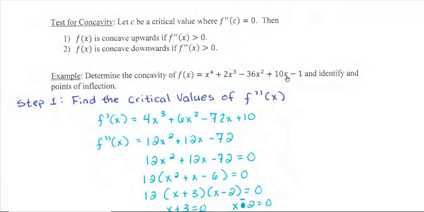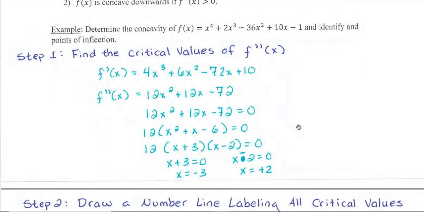So we're going to find those critical values of the second derivative, which means we need to find the second derivative. In order to find the second derivative, we have to find the first. So I found the first derivative, 4x cubed plus 6x squared minus 72x plus 10. And then we can find the second derivative, 12x squared plus 12x minus 72. We'll set that second derivative equal to 0, factor out a 12, and this factors into 12 times x plus 3 times x minus 2.